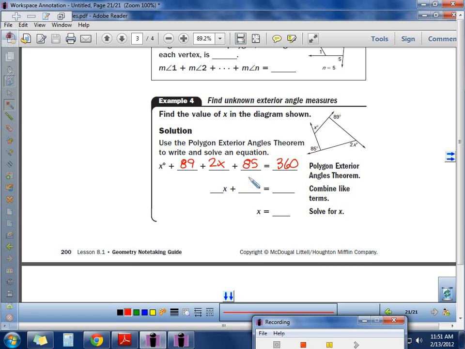From here we can combine like terms. 1x plus 2x's is how many? We get 3x's. And then we have 89 plus 85, 174. Now it's a two-step equation. Subtract 174 and then divide by 3. What do we get? We get x is 62. A common extension on this problem, though, will be to substitute back in. That means that this angle x up here would be 62 degrees, and 2x's would be 124 degrees. Are there any questions?